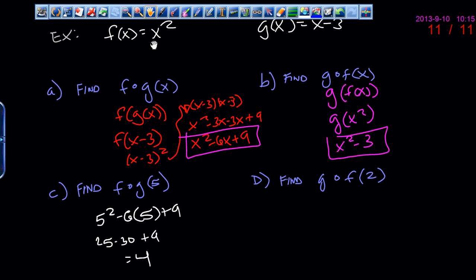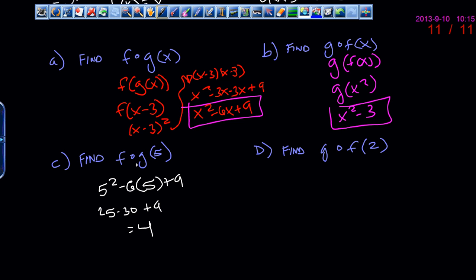If you're to do it the other way, I'm going to take 5, plug it into g. So 5 minus 3 is 2. And then I'm going to plug it into f, which would then be 2 squared, which is 4. So either way, we end up with the same answer.